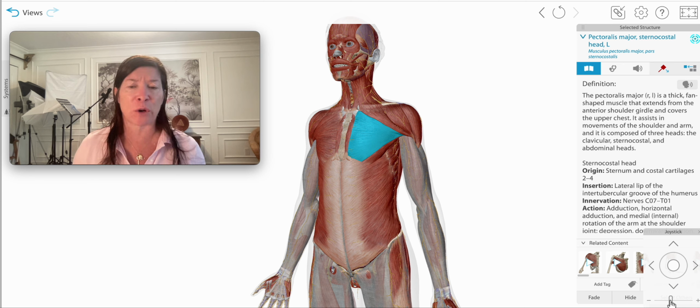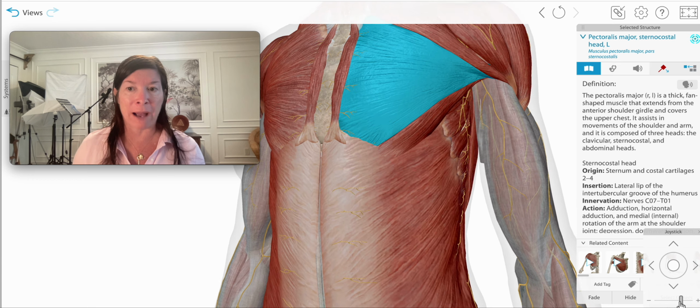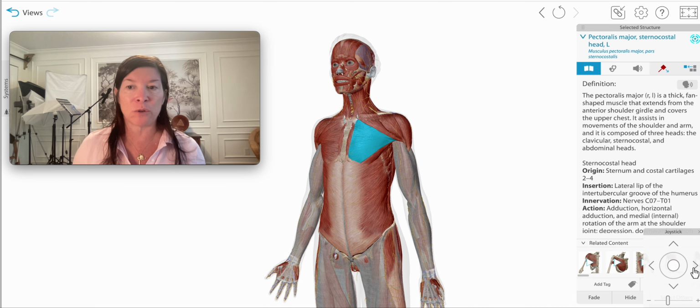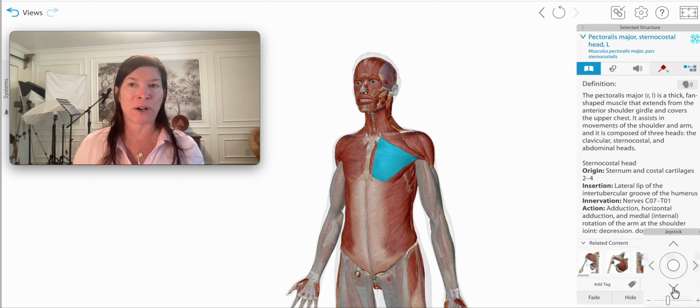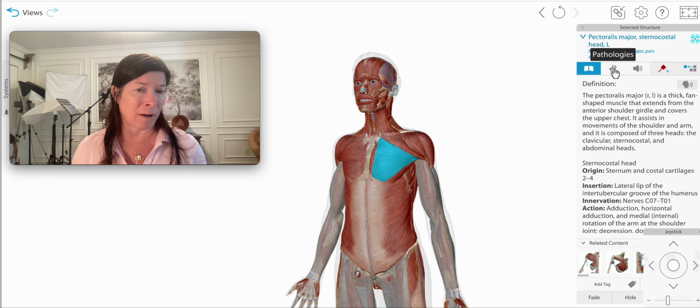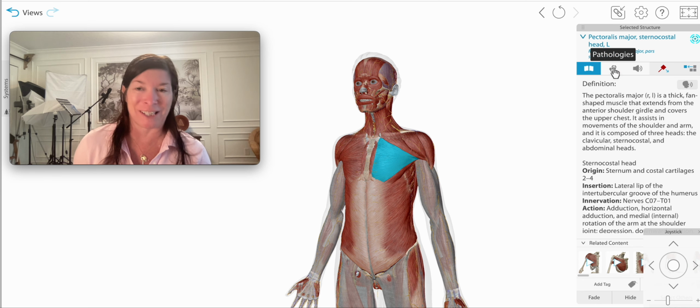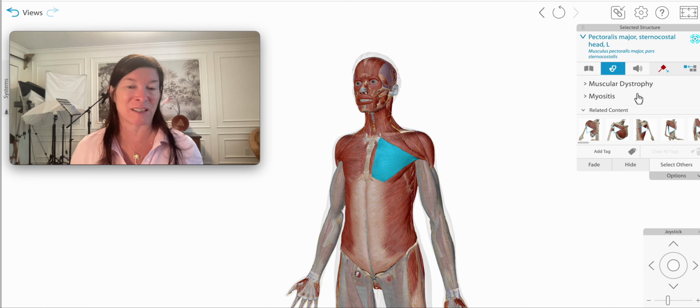And then just in case you're not aware, this will magnify or reduce. And then you can also move it around, or if you want to move it down, whatever you need to do. You can get pronunciation if you need that. There's also if you want to see what can go wrong. I mean, we don't really cover that, but sometimes it's just interesting. So you can click there and get some pathologies that would impact pec major.